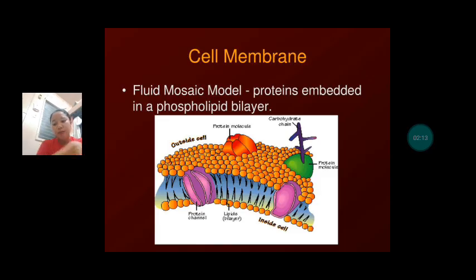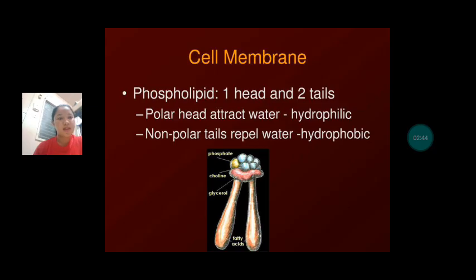So nowadays, the cell membrane is often described by the fluid mosaic model. In the fluid mosaic model, the proteins are embedded in a phospholipid bilayer. This model is a dynamic and flexible structure surrounding the cell. According to this model, the membrane is composed primarily of a phospholipid bilayer with proteins embedded within it.